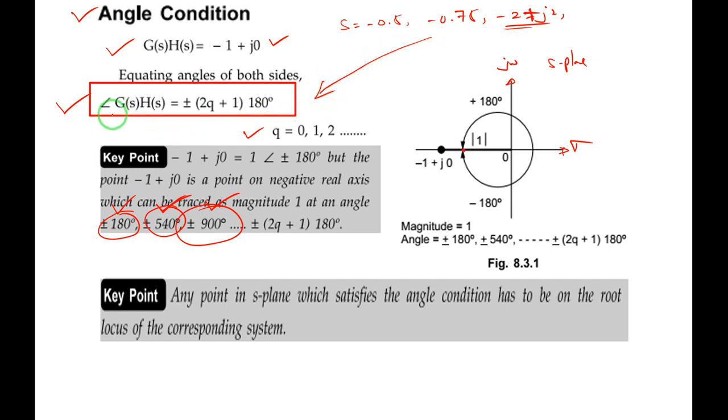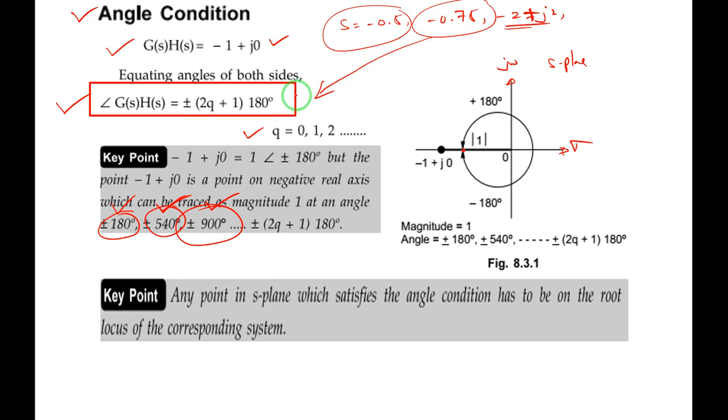Suppose any g of s and h of s open loop transfer function is given to you, find the angle of that. If it is odd multiple of 180 degree, it satisfies angle condition, and whatever the points that are given, they lie on the root locus. If they do not satisfy, means if I am not getting odd multiple of 180 degree, if I am getting 200 degree, 240 for example, then it is not odd multiple of 180 degree, it fails to satisfy the angle condition. Hence I will say that that point does not lie on the root locus.